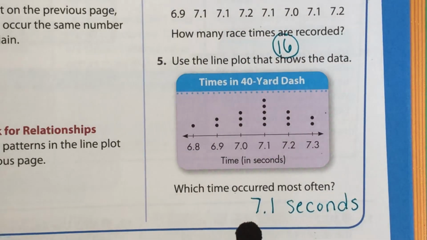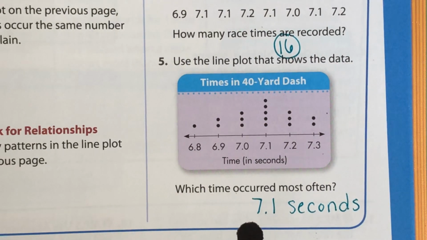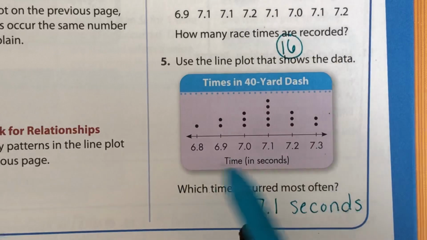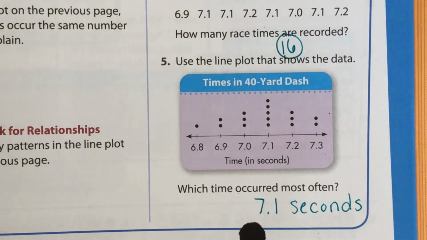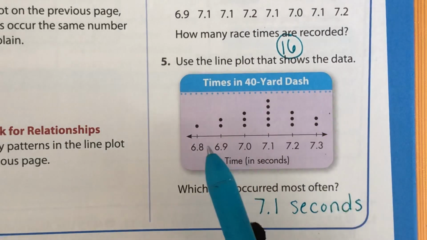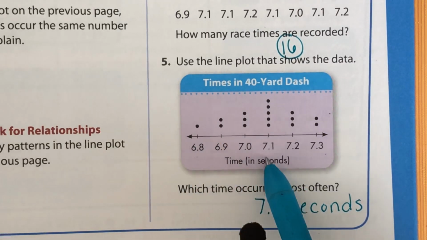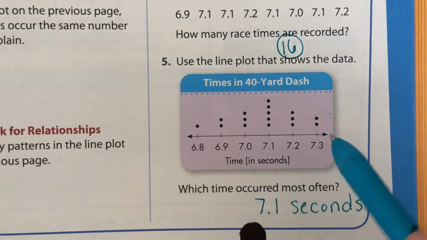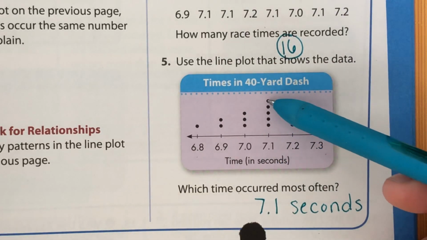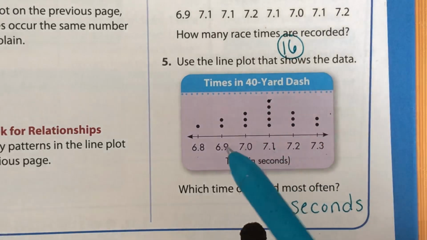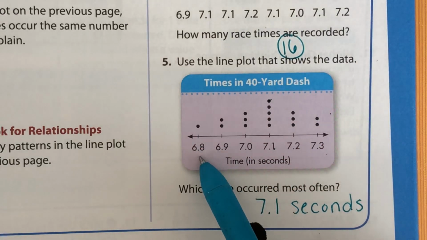Now, what if I asked you which time occurred least often? That means which seconds has the least amount of dots? That means that not as many people ran that time. And that would be 6 and 8/10. It only has 1 dot. So 7 and 1/10 was the most popular time. 1, 2, 3, 4, 5 students ran 7 and 1/10, but only 1 student ran 6 and 8/10.